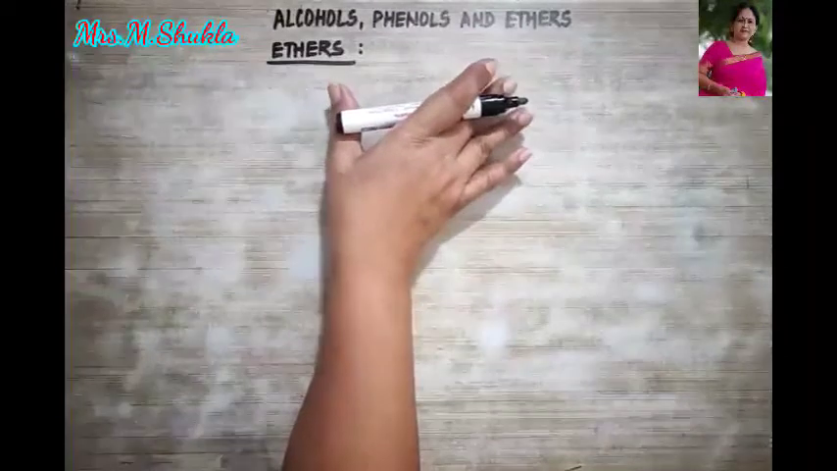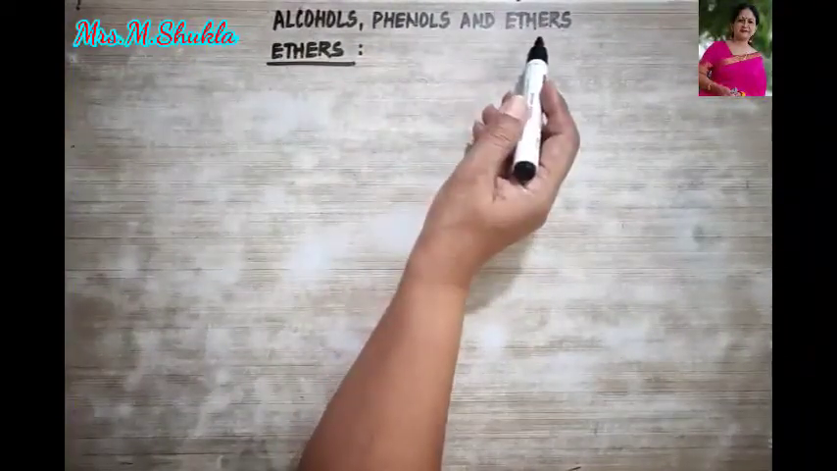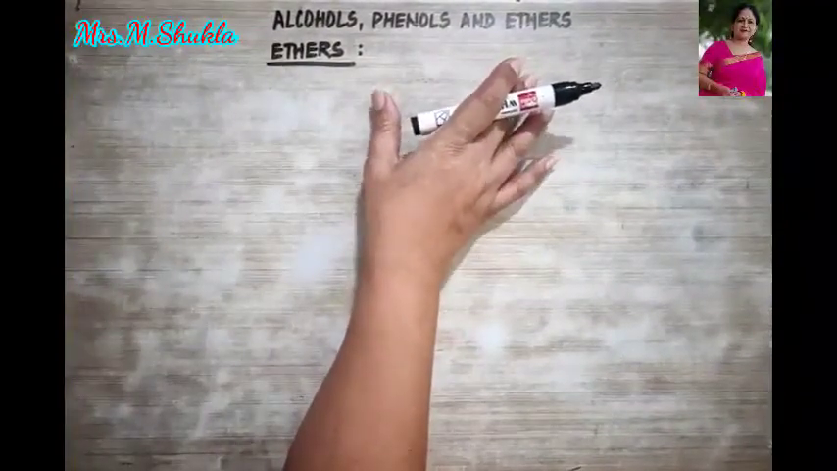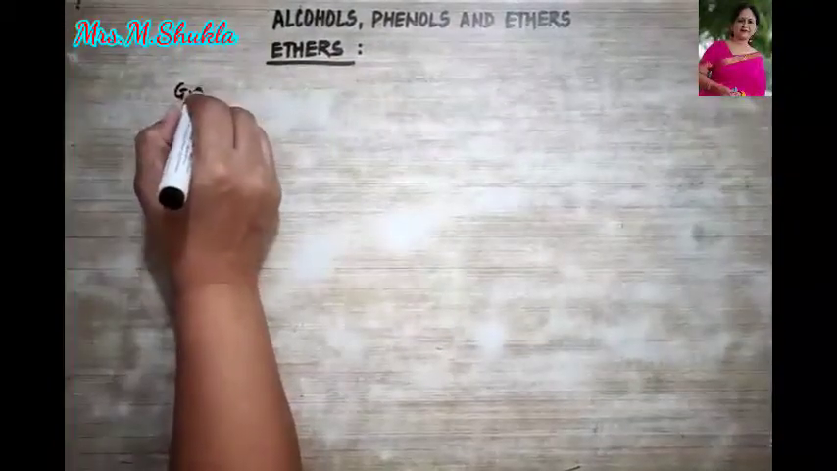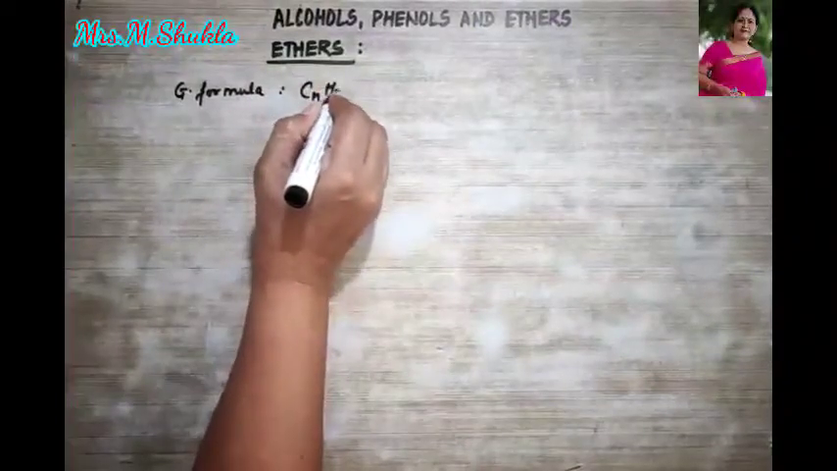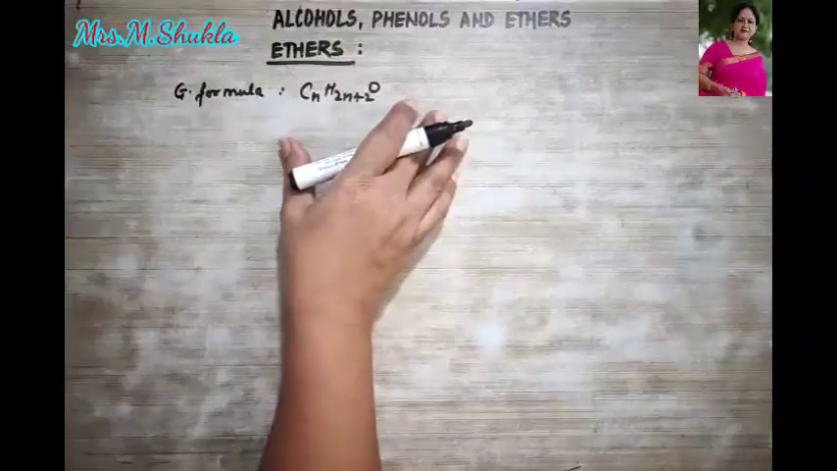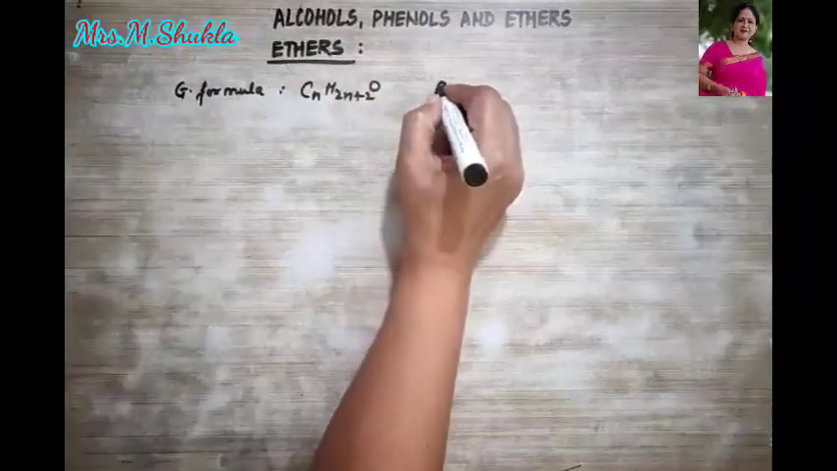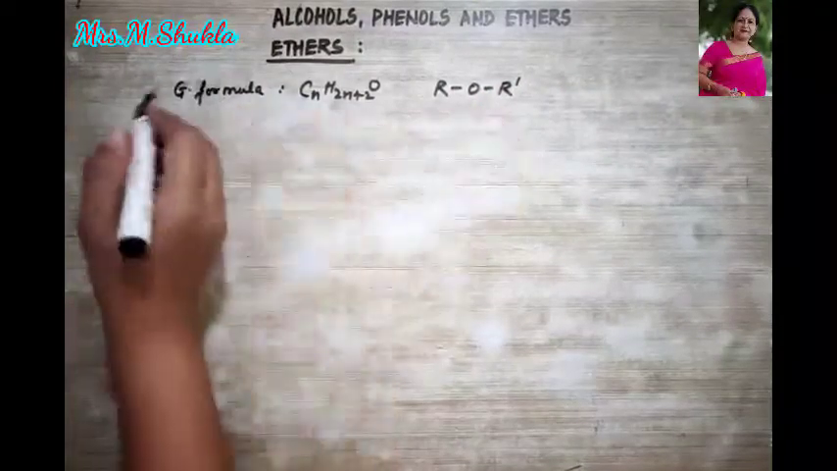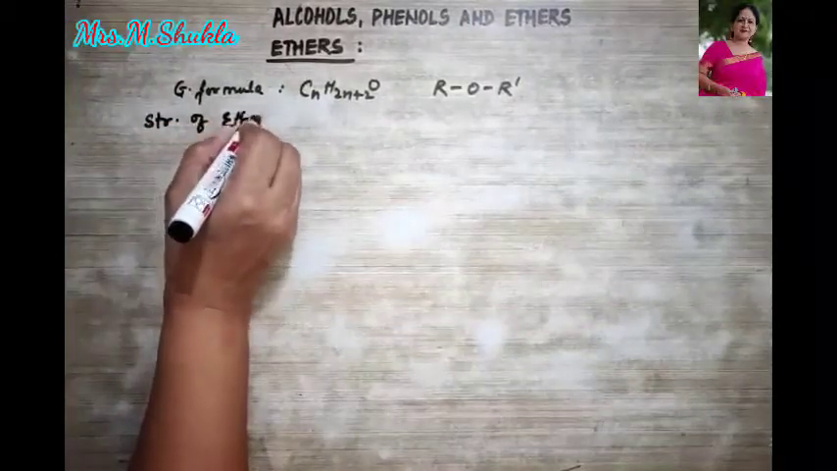We were studying alcohols, phenols and ethers. We had finished with alcohols and phenols and today I shall begin with ethers. What are ethers? They are the organic compounds whose general formula is CnH2n+2O, right? And they are always represented by a general structure of what? ROR'. Fine.